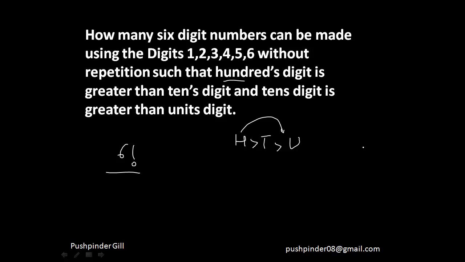So in how many ways can these three things arrange themselves? These three things can arrange themselves in 3 factorial ways. So my answer comes out to be 6 into 5 into 4 into 3 factorial divided by 3 factorial. So this pretty much goes out, and my answer is 120 such numbers can be formed.